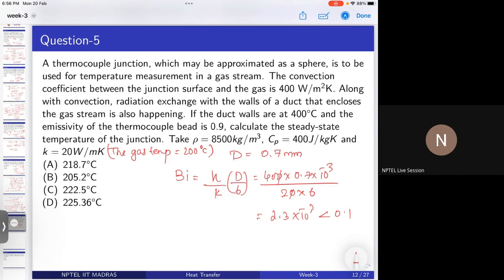So how is the steady state attained? The steady state is attained when the net radiation exchange between the junction, that is the thermocouple, and the wall, which is at a higher temperature of 400, is balanced by the convection loss from the bead to the gas. Am I right? Initially, heat comes both from radiation from the wall and from the gas stream, so the thermocouple temperature will increase, but after 200 degrees Celsius, the heat transfer happens from bead to the gas. So whatever heat the thermocouple bead gets by radiation should be convected to the flowing gas, right? Then only the steady state is attained. Do you agree?